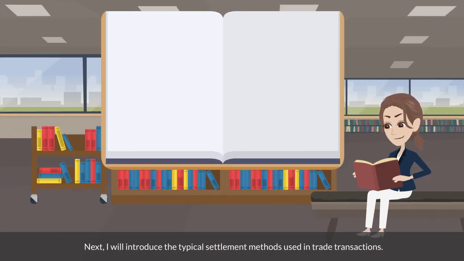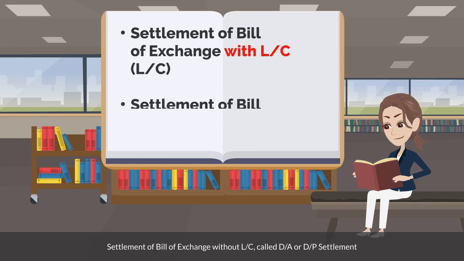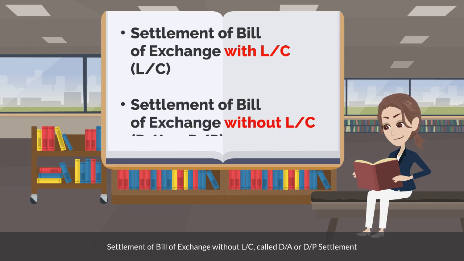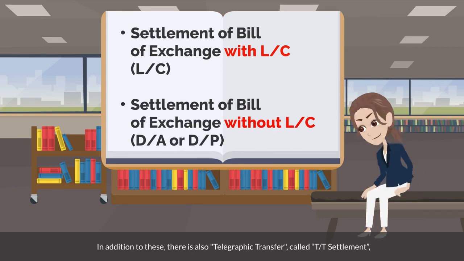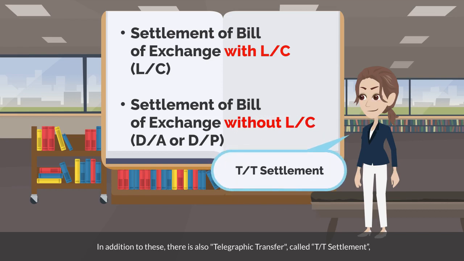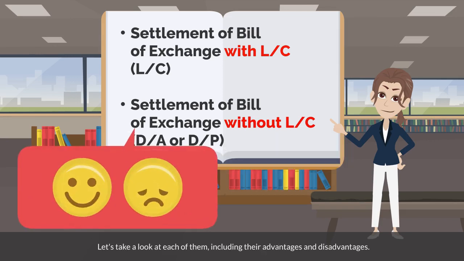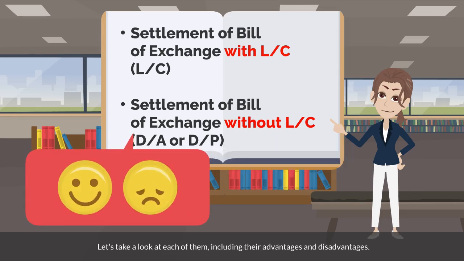Next, I will introduce the typical settlement methods used in trade transactions. Settlement of bill of exchange with LC, called LC settlement. Settlement of bill of exchange without LC, called DA or DP settlement. In addition to these, there is also telegraphic transfer, called TT settlement, which I will explain in another video. Let's take a look at each of them, including their advantages and disadvantages.